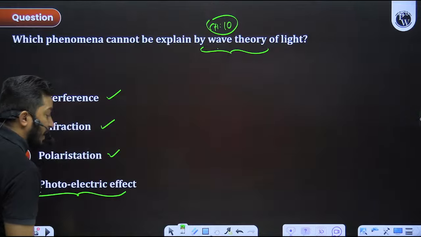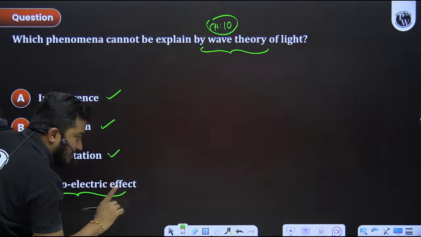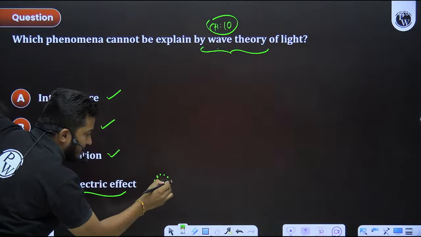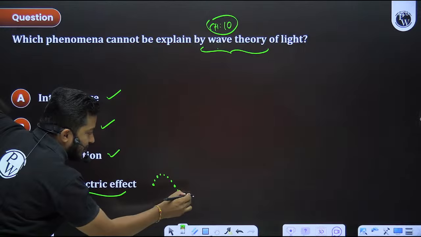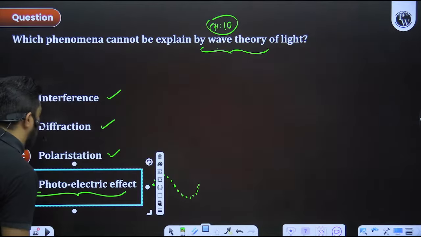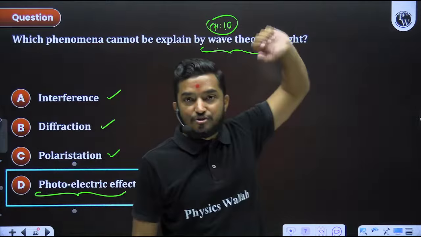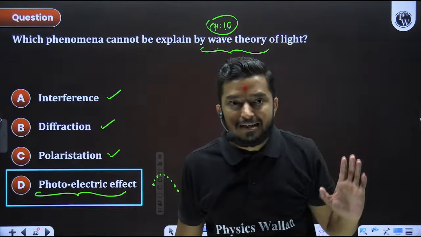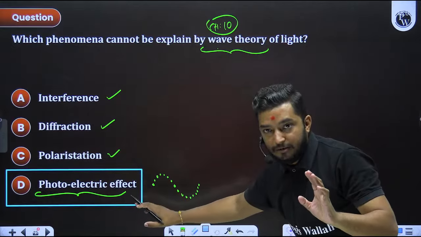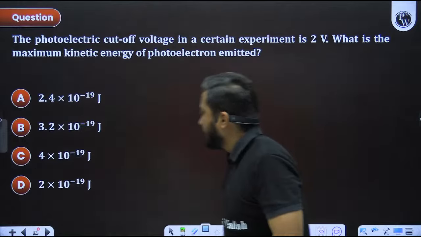Yes sir, we have to accept that light is a particle. The corpuscular theory explained by Newton helps here to understand the photoelectric effect, along with some explanation given by Einstein. So it is part of chapter number 11. Hope you understand properly.